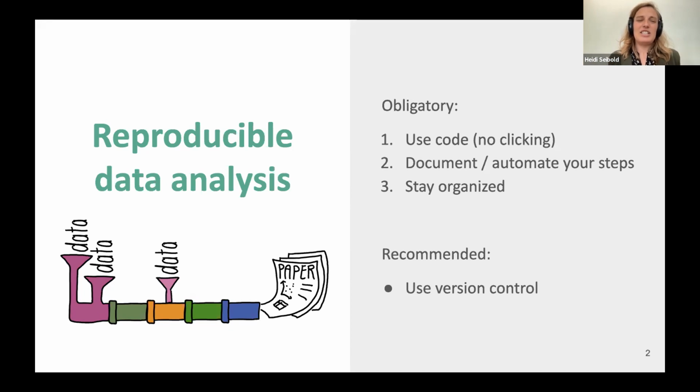So what do we actually need for such a reproducible data analysis pipeline? I think the three most important parts are, first of all, using code instead of clicking programs such as SPSS or programs like Excel. Using code is just, I guess, obligatory for making it a reproducible pipeline. Then the second thing is documenting the different steps.